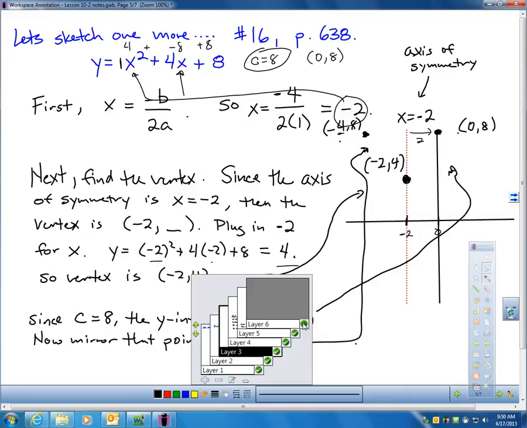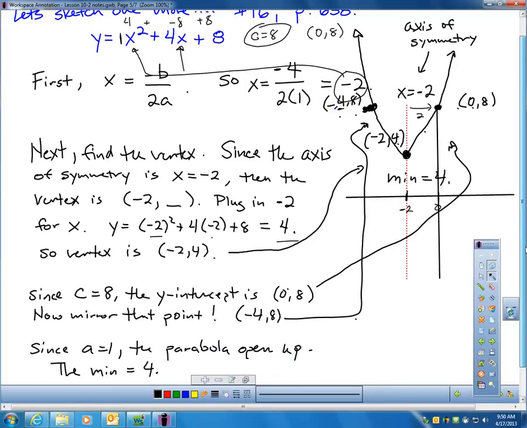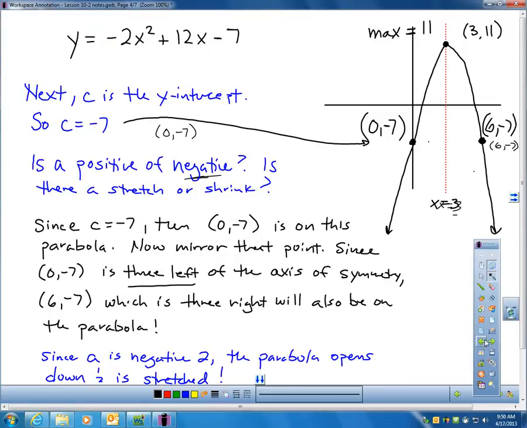I know this is opening up because I have a positive lead coefficient, and so there's my sketch. I have 3 points labeled: negative 2, 4, 0, 8, and negative 4, 8. I have my axis of symmetry labeled at x equals negative 2. This is opening up. This graph has a minimum of 4. I probably should have pointed that out on my last graph also. I never did point out that graph had a maximum of 11. Remember, we always want to label our minimum or maximum. I didn't mention that on the prior problem.